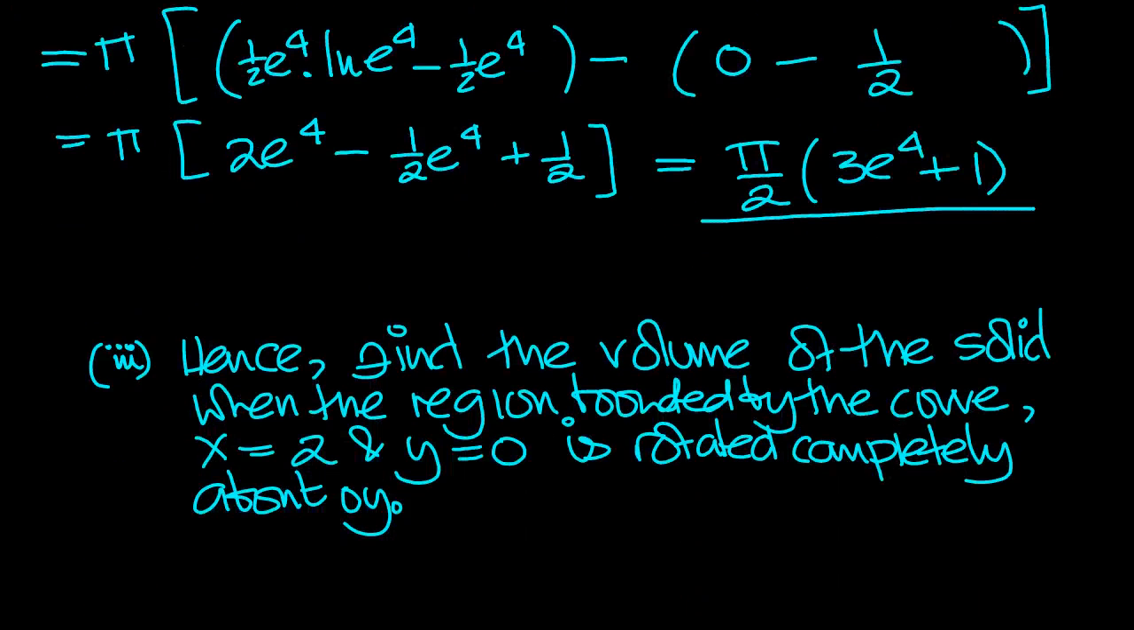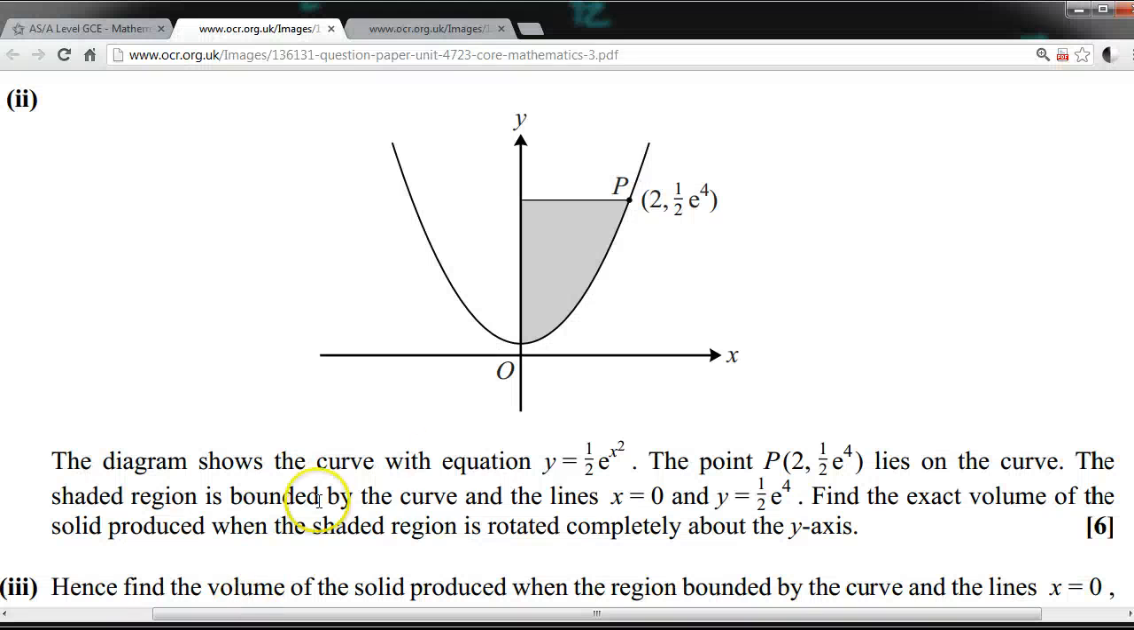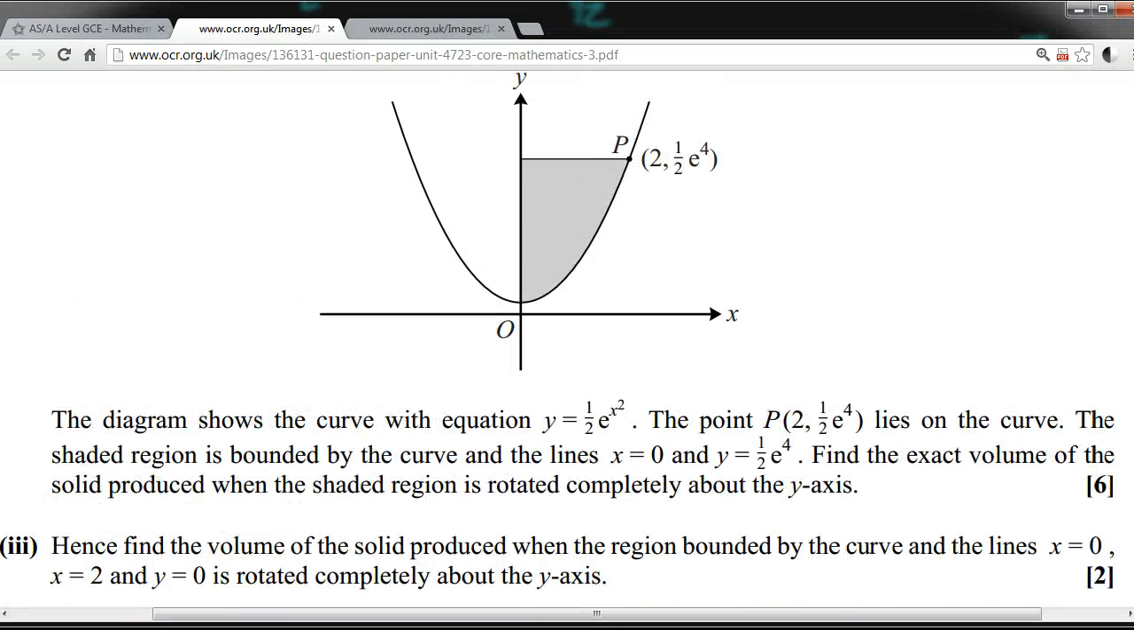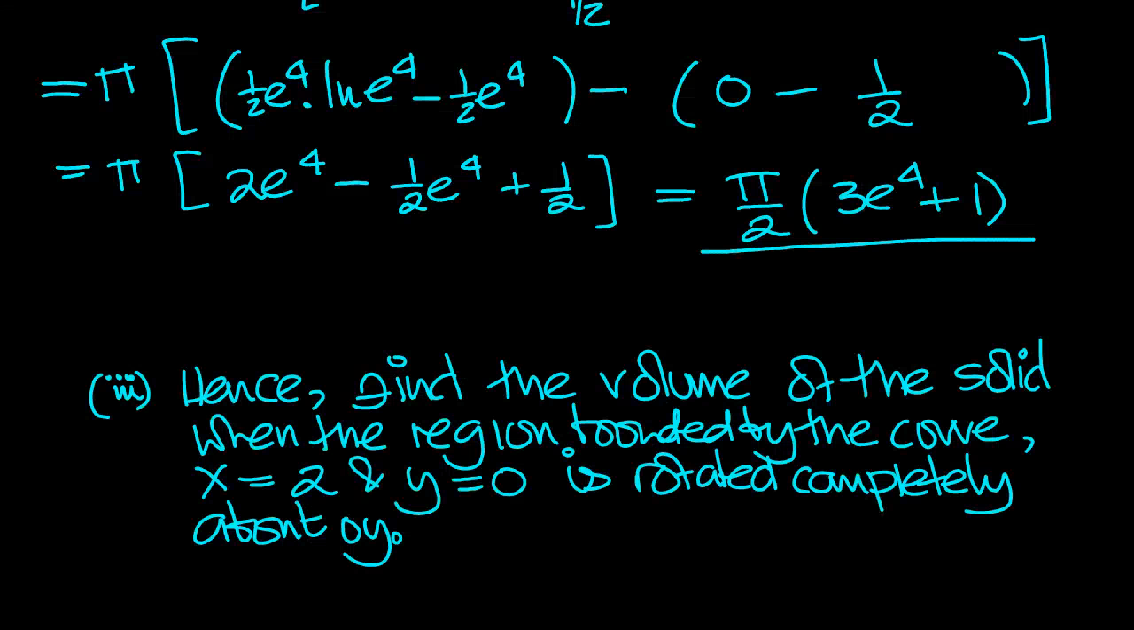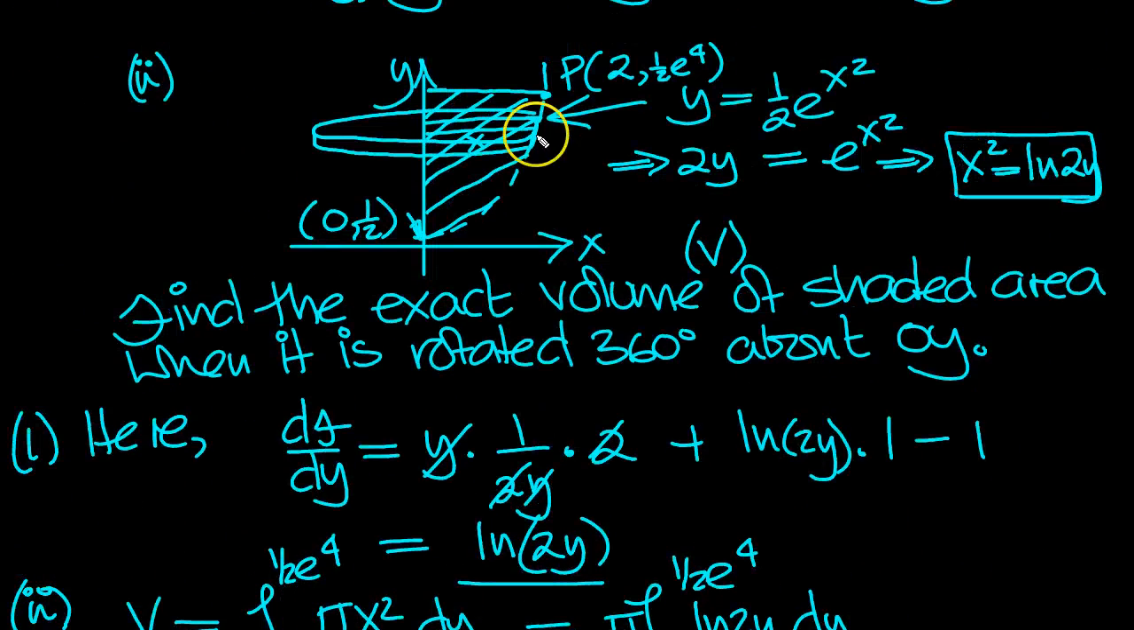Okay, let's look at part 3 now. Here it is here. Let's go back to the original question, because it was a long question here. Hence, find the volume of the solid produced when the region bounded by the curve, the lines x equals 0, x equals 2, and y equals 0 is rotated completely about the y-axis. So it's just this region here, isn't it, that makes it into a cylinder. So if we go back to our picture then, let's find out the volume of the total cylinder. So I'm just going to draw this sketch here roughly. So this distance is 2, and this is the whole cylinder here then. So you can visualize it like that.